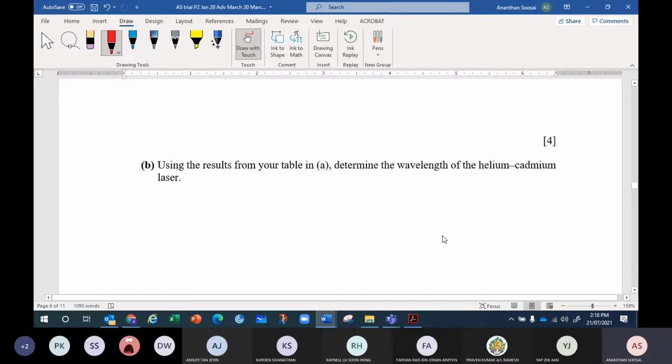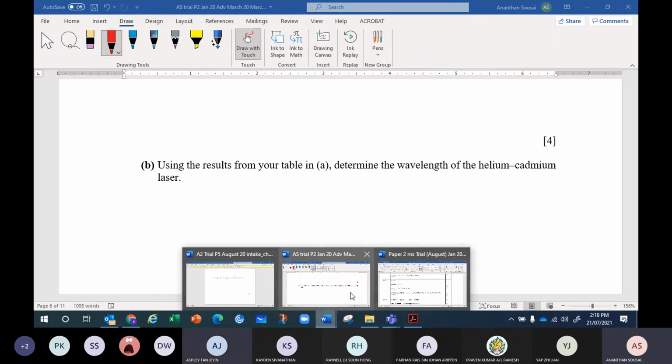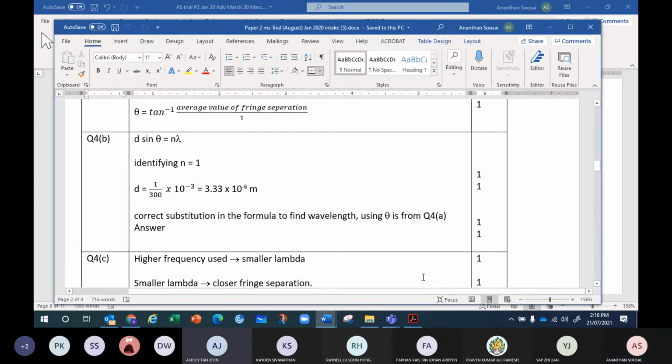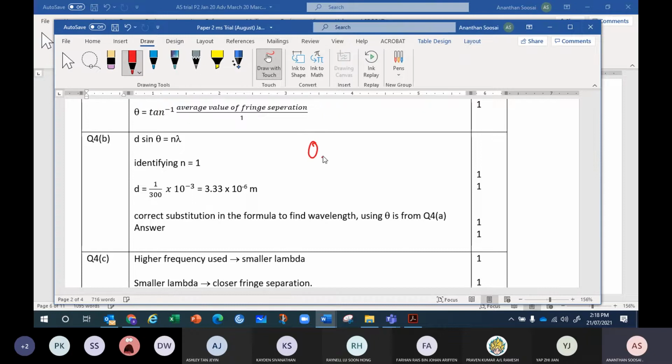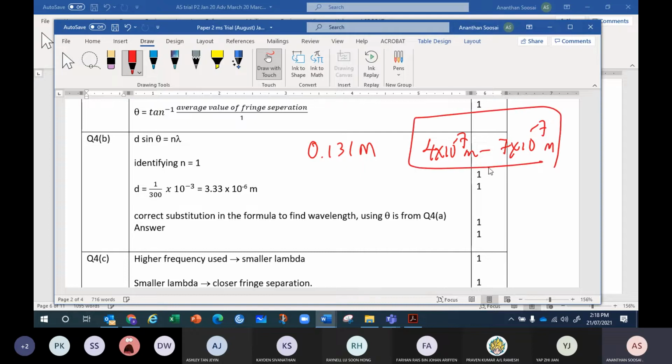They ask you to prove, right? No. What is the answer you got? I got 0.131 meter. Any power of 10? No. Okay, because the visible range is 4 times 10 to the power of -7 meter to 7 times 10 to the power of -7 meter. So your answer must fall in this range.